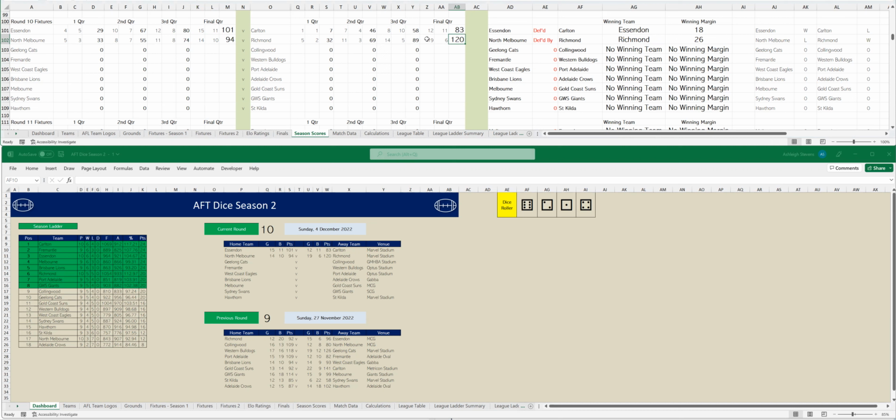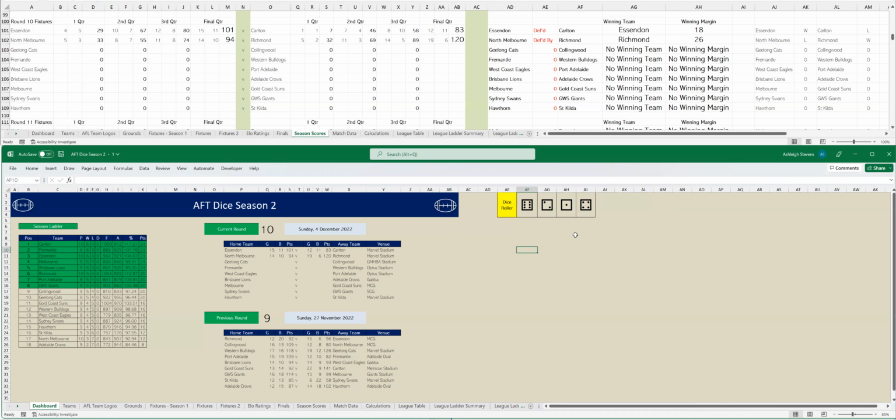Richmond, they're up to 6 on the ladder. North Melbourne down in second last. All right, let's go to the next game. Geelong versus Collingwood down at GMHBA Stadium. This is going to be a blockbuster.